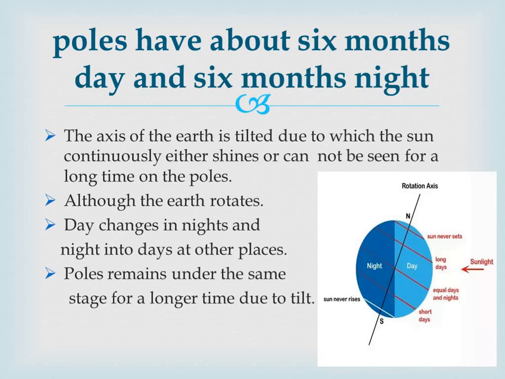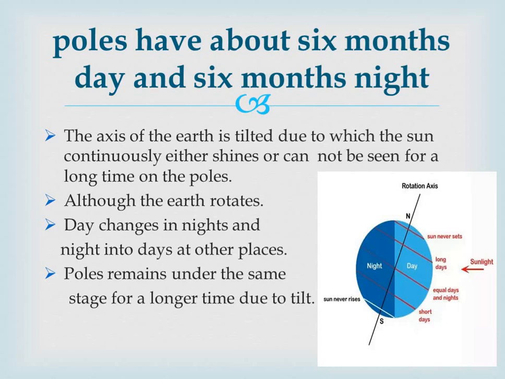As it is rotating, that part remains in direct contact with the sun. That's why it has day at this time. But in the opposite condition, if you see the south pole, near the south pole, the dark part is there. So for a longer time, the sun never rises here. That's why it has night for a longer time.